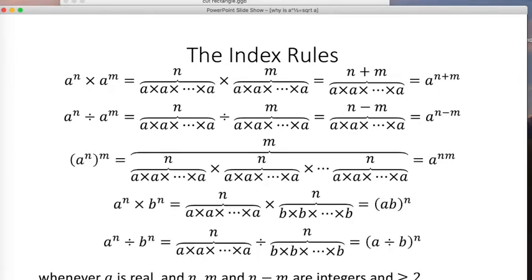Now, in this video, I'm going to repeatedly come up with slides like this and not go through all the detail. I shall pause long enough that if you want to look at the detail, you can pause the video and go through it. But here we have the proofs of the 4 index rules in the case when a is real and n and m are integers, and n minus m is also greater than or equal to 2. So where do we go from there?